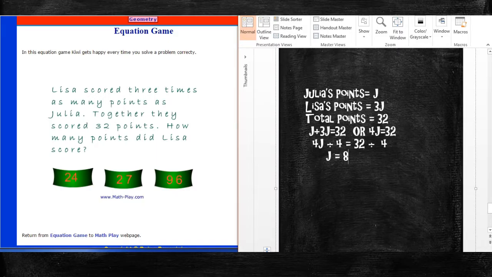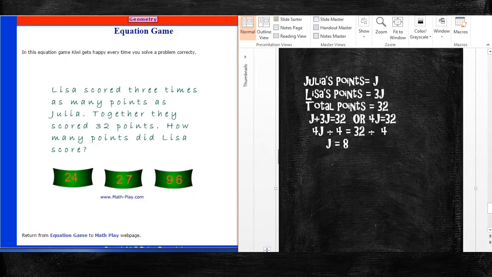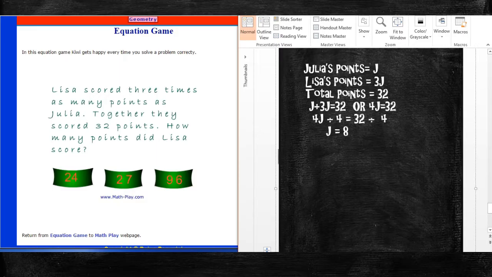But how many did Lisa score? Well, we know Lisa's was 3j. So in order to find out how many Lisa scored, we have to substitute that 8 in for j. So Lisa's points is 3j, or 3 times 8, which is equal to 24. Is that correct?